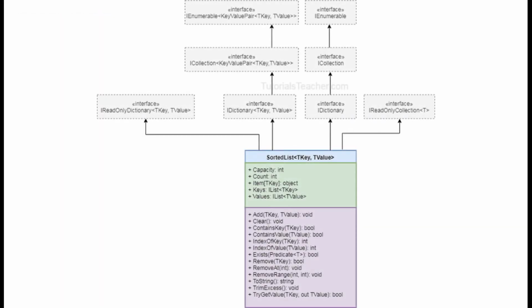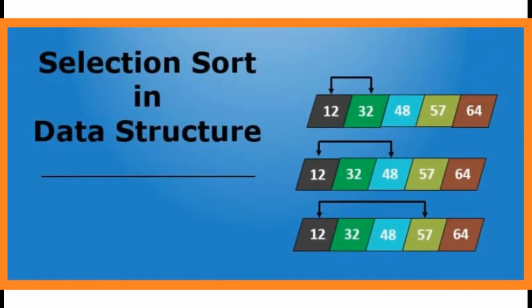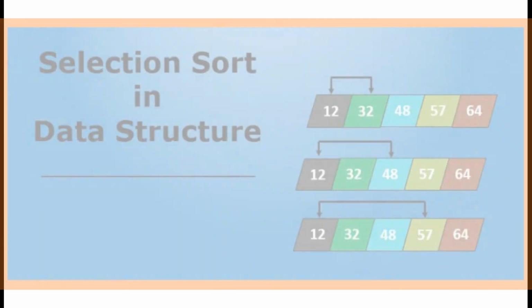The SortedList class represents a collection of key-value pairs. A sorted list element can be accessed by its key, like an element in any dictionary implementation, or by its index, like an element in any list implementation. A sorted list object internally maintains two arrays to store the elements of the list, that is, one array for the keys and another array for the associated values.